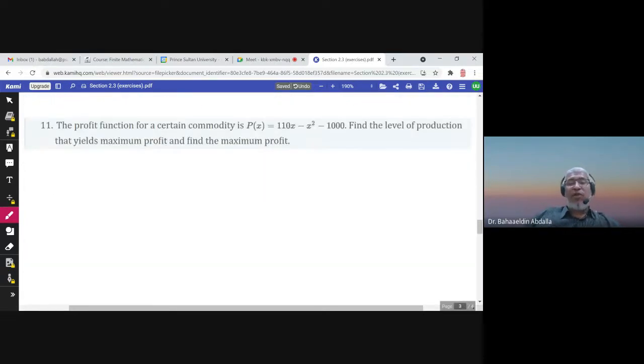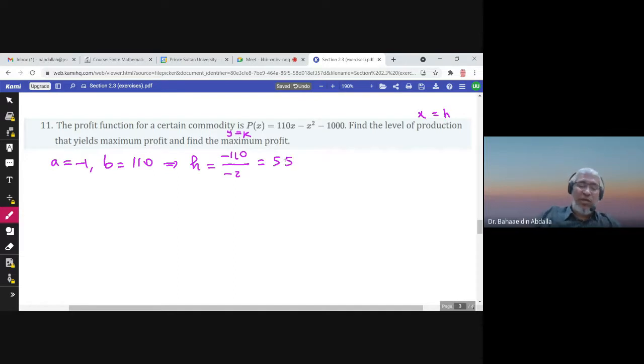The profit function for a certain commodity is, this is the profit, find the level of production. So this is x that yields maximum profit, and find the maximum profit. So the level of production is x, or we call it h, and the maximum profit is y, or we call it k. All right. So a is negative 1, coefficient of x squared. b is coefficient of x, which is 110. h is negative b over 2a. So the answer is 55.